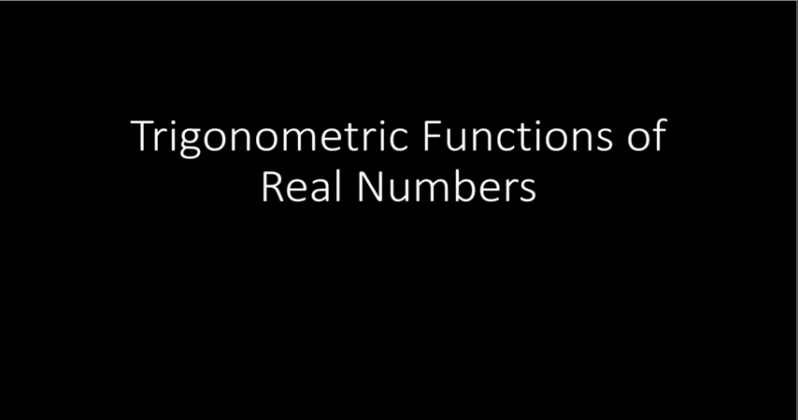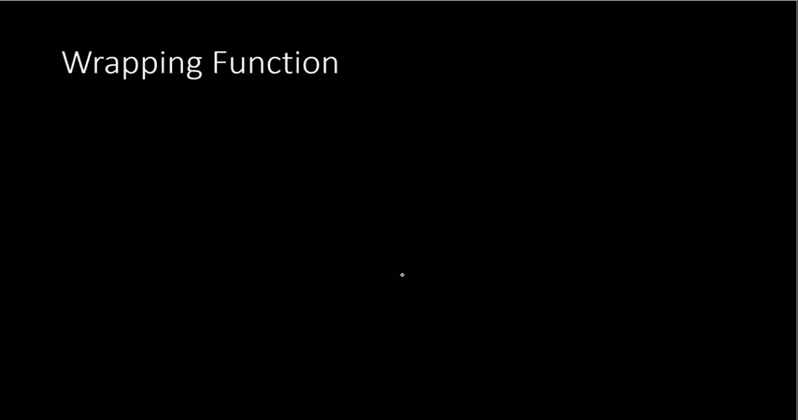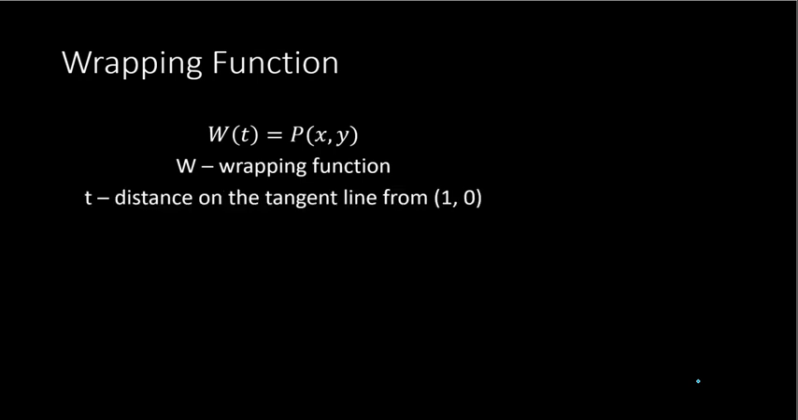In this video, we will discuss trigonometric functions of real numbers. Now, to begin this lesson, we want to talk about what is called a wrapping function. The wrapping function will use the capital letter W. We can say W of t equals point x comma y, where W is a wrapping function. And the letter t in that expression is the distance on the tangent line from the point 1, 0. We'll talk about that in a moment.